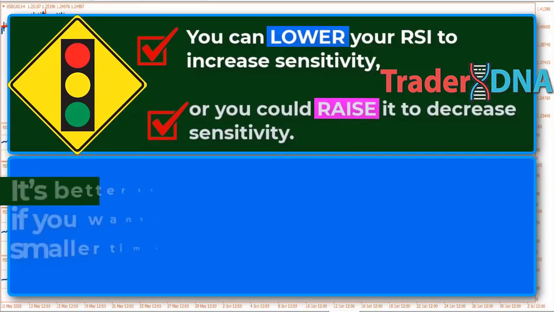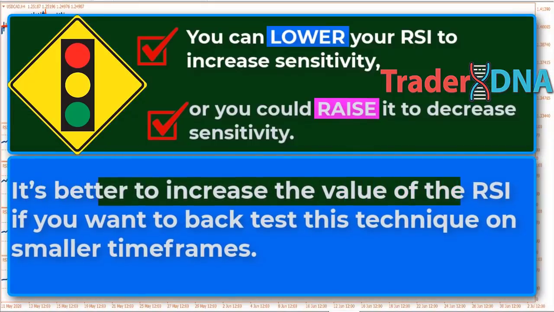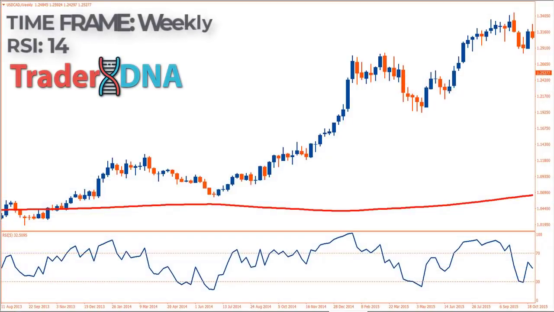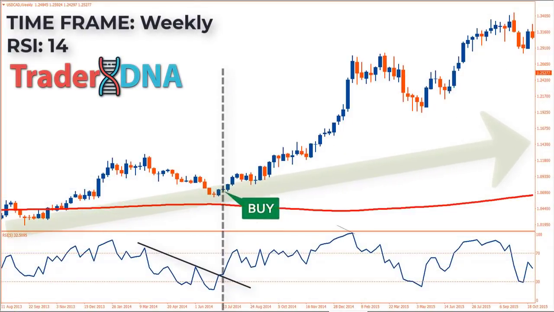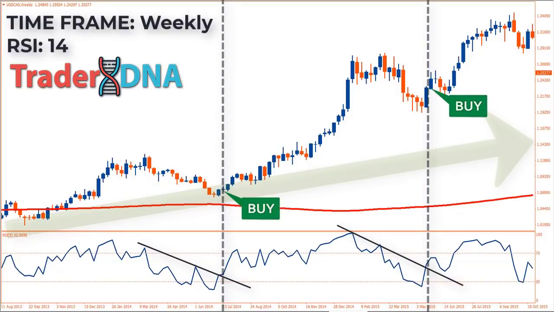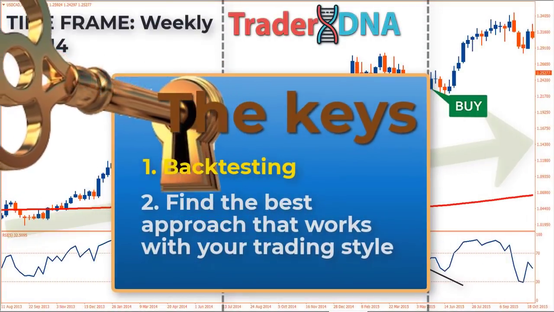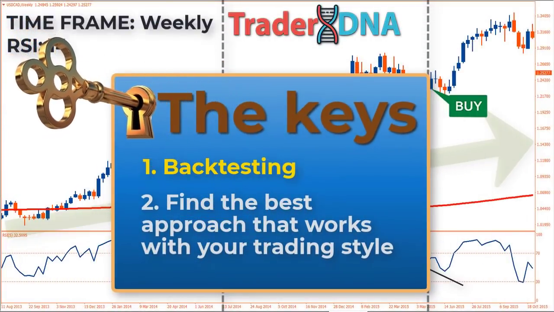So, maybe it's better to increase the value of the RSI, if you want to backtest this technique on smaller timeframes. If you want a smoother analysis, with less noise, go on higher timeframes. Here you could use a lower period on the RSI, which will offer more trend line opportunities, but you could also adopt a less sensitive approach by using a higher period RSI, like the 21 for example. The key is to backtest and find the best approach that works with your trading style.